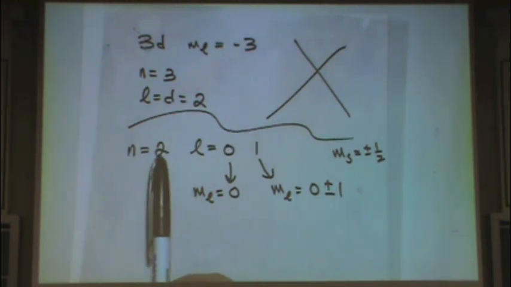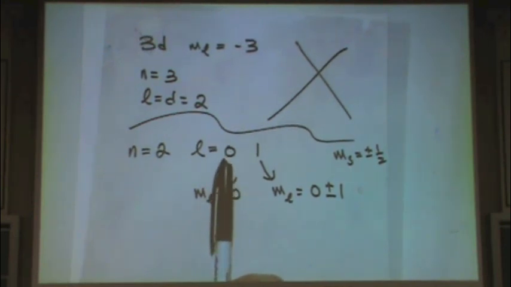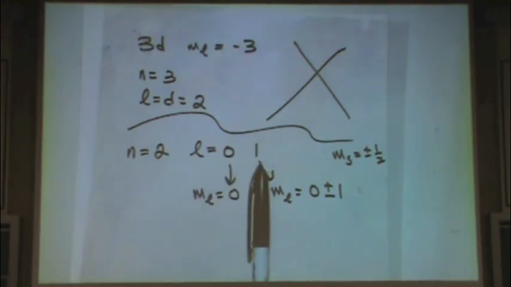0 counts twice, yes. Is what somebody's asking, because this is a 2s orbital, which is different than a 2p orbital.